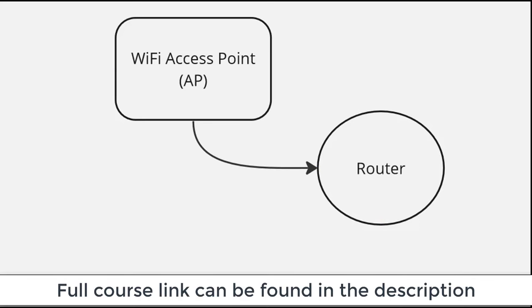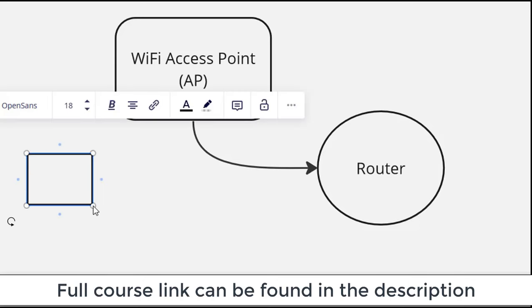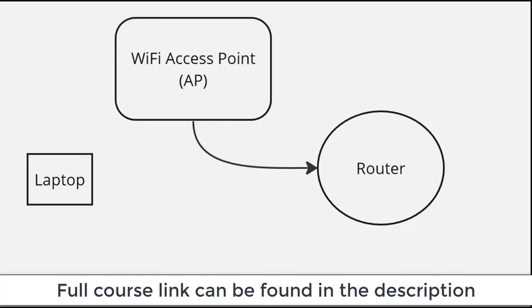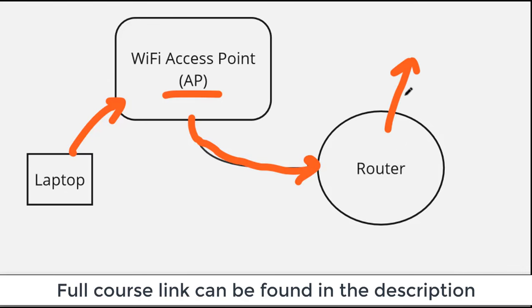So your little computer here, let's assume you're using a laptop. Here's my laptop. The laptop connects to the Wi-Fi access point wirelessly. So this is a wireless connection. And then once I establish a connection to that, I can connect through that Wi-Fi access point to my router from my internet service provider, and from there I can get to the internet. So the access point is the device that my wireless systems actually connect to.